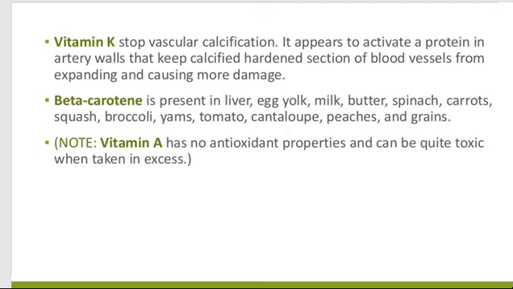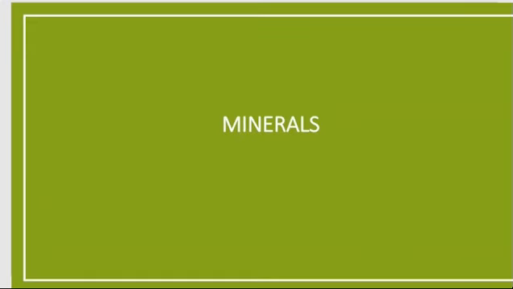Beta carotene. Beta carotene is present in liver, egg yolk, milk, butter, spinach, carrot, squash, broccoli, yams, tomato, cantaloupe, peaches, and greens. Vitamin A has no antioxidant properties and can be quite toxic when taken in excess.